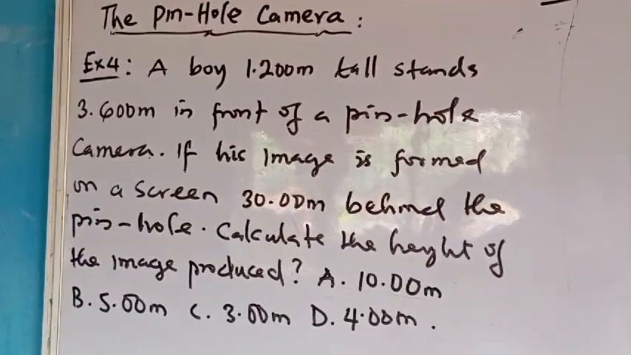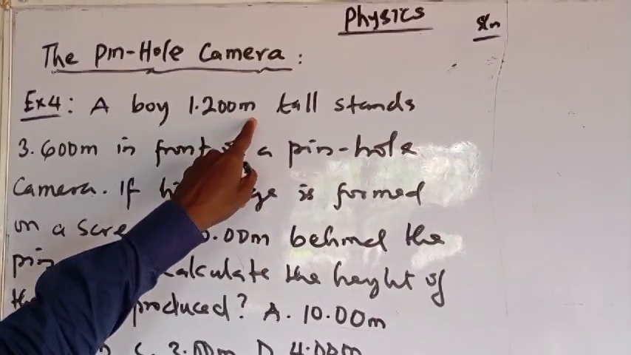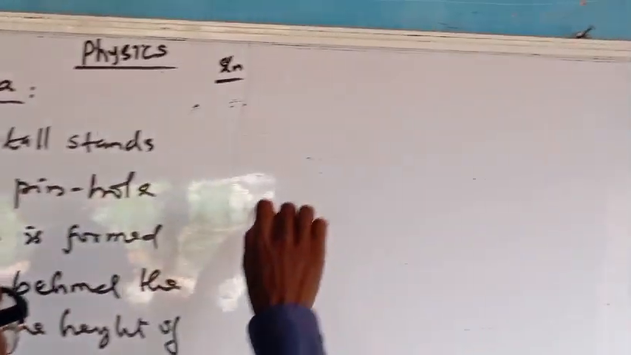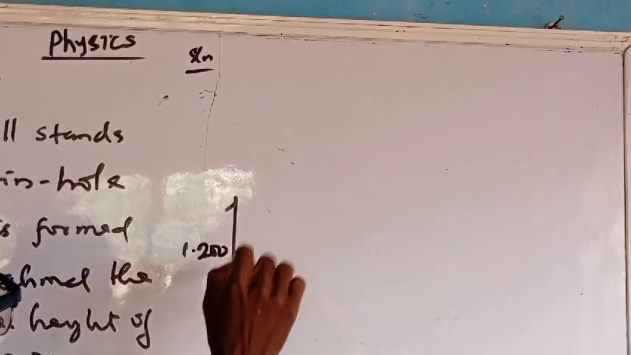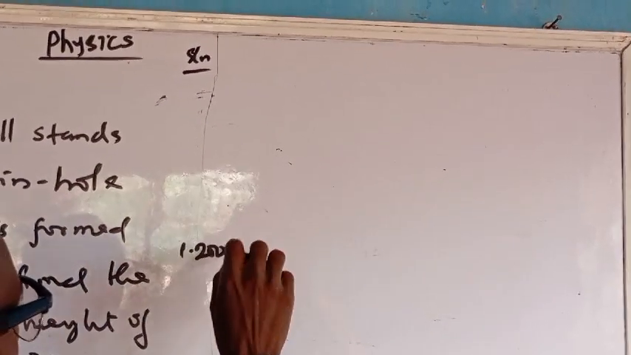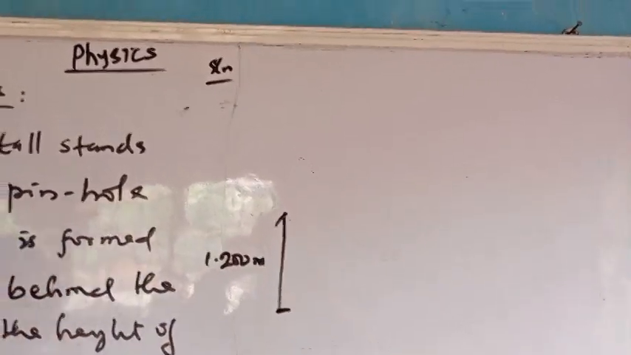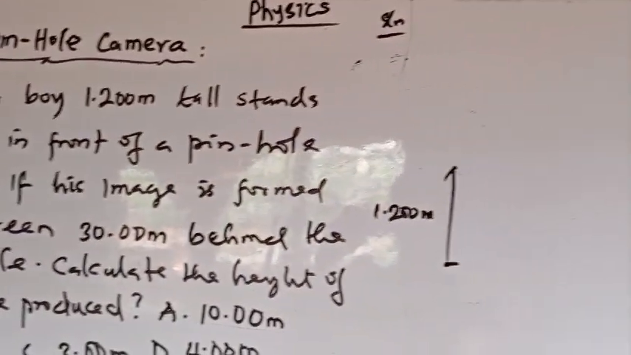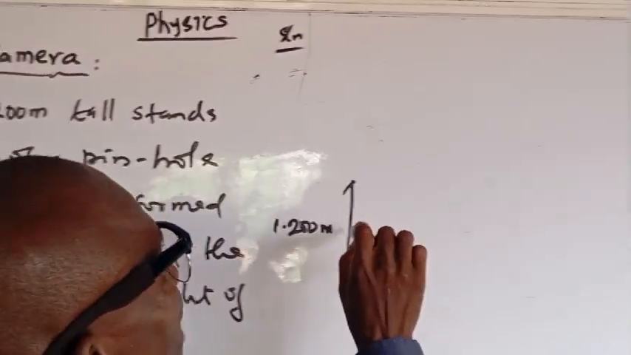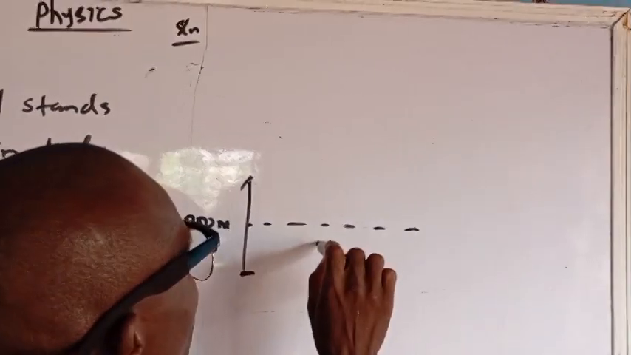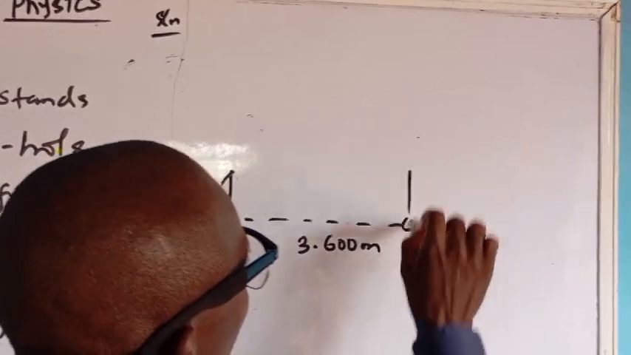Now, here we have example 4. In this example 4, we are saying that a boy 1.200 meter tall. Take this as a boy. This is 1.200 meter tall. This is the boy. You see now? Stands 3.6 meter in front of the pinhole camera. Meaning the distance the boy is standing from the pinhole camera is 3.600 meter. In front of what? A pinhole camera.